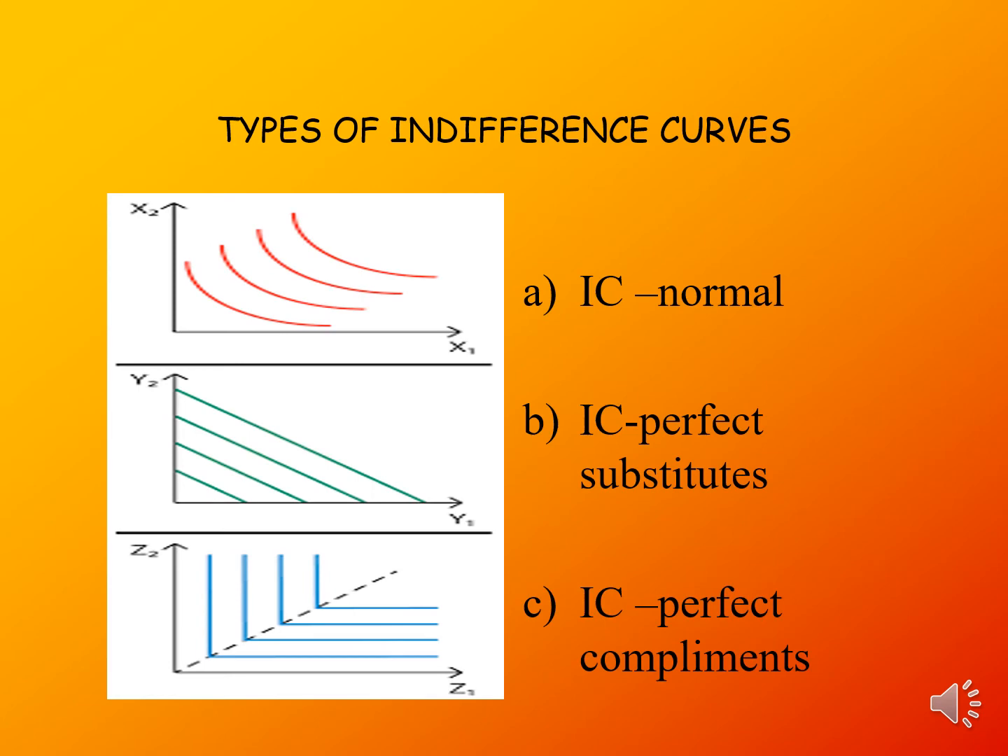These are the different shapes of an indifference curve. In the first figure, it is the indifference curve of normal products. The second one is the indifference curve of perfect substitutes. And the third, L-shaped curve is the indifference curve of perfect complementary goods.